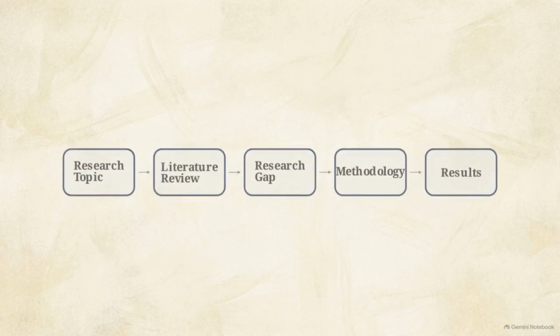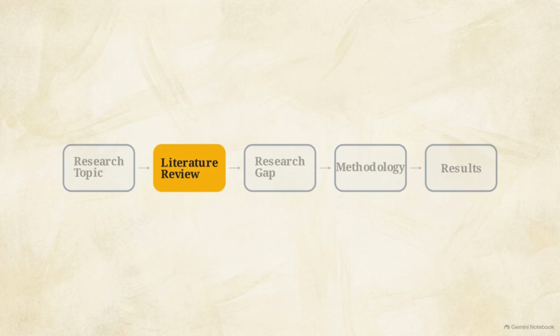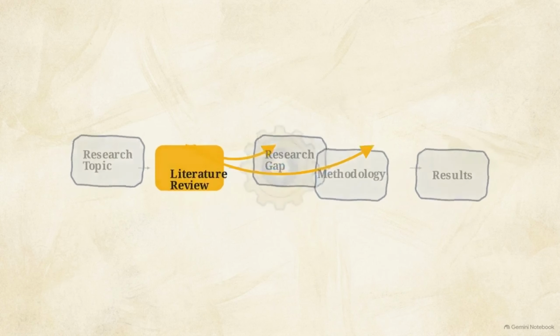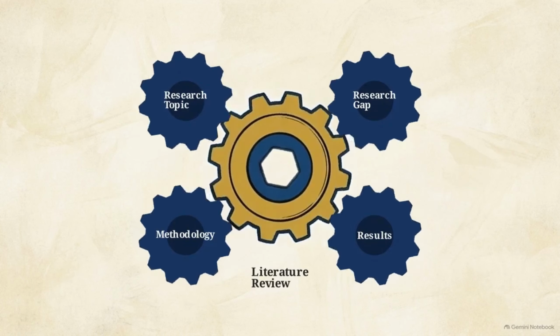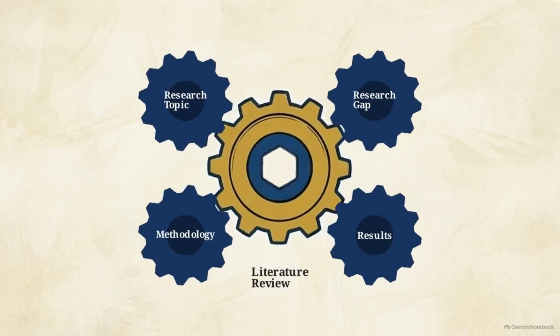This flowchart shows the standard PhD journey. Notice that the literature review sits between your topic and your results. It provides the evidence for your research gap, which in turn dictates your methodology. Because it informs every subsequent step, the literature review is the core engine of your entire project.